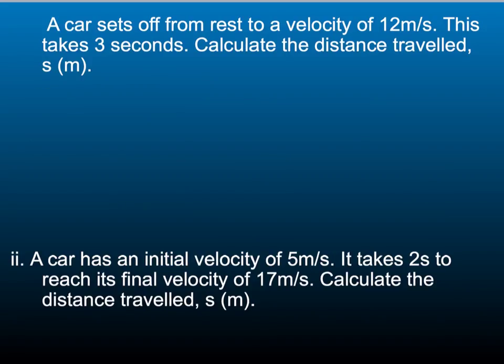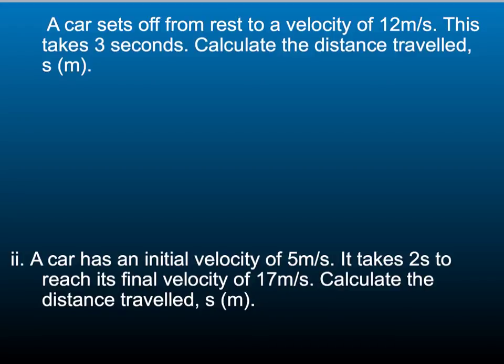Okay, so the best way to do these equations is to practice them. The first one, an example. A car sets off from rest to a velocity of 12 meters a second. This takes 3 seconds. Calculate the distance travelled, s, in meters. The best way to approach these questions is to write down firstly what you know. Then when you've got what you know, you can choose which equation you want to use.